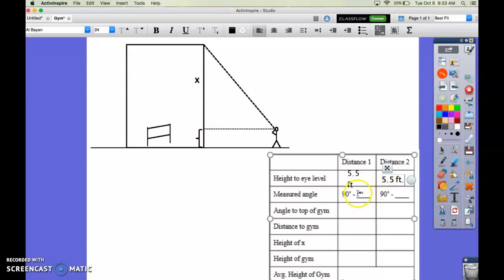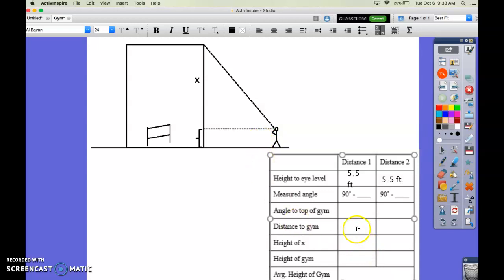Now on the first one, let's say you did the one that had the 60 degrees. You would put the angle you measured right there, which would be 60, so 90 minus 60. That will give you the angle to the top of the gem, which will go right here. So the one we measured goes here, you subtract it, and you put the answer down here. The distance to the gem would be this number here, how far it was to the gem. One of those was 50, one of those was 10.